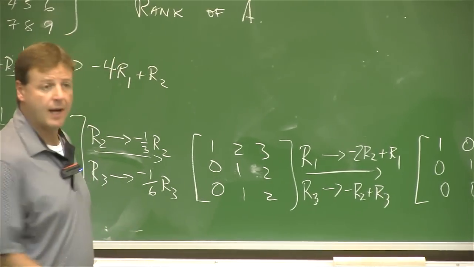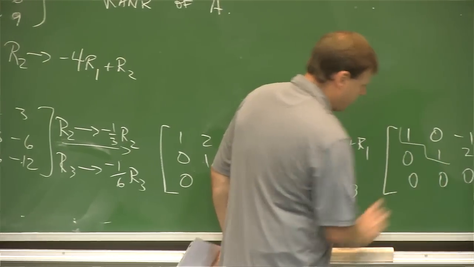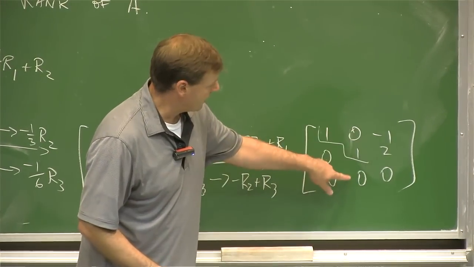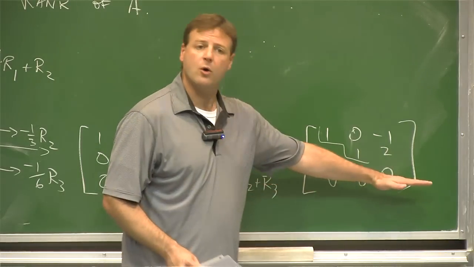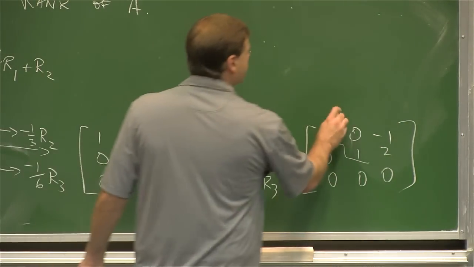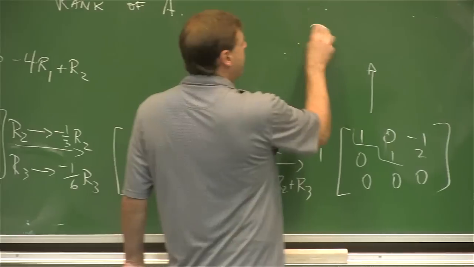Okay, and then what is it? I'm done. That's reduced row echelon form. It's got the echelon structure. Each leading one only has zeros in its column, and any row of zeros is at the bottom. That's the way we write the rows of 0. Okay, so I've got 2 non-zero rows, so the rank of A is 2.